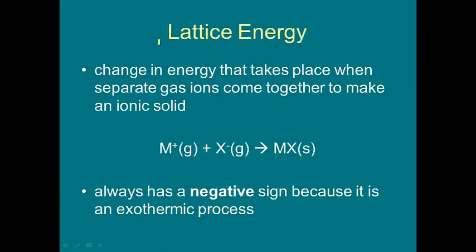Okay, formation of a binary compound. We need to look at kind of the energy. Now, we talked about lattice energy last year. We defined it. Formal fancy definitions, the change in energy that takes place when separate gaseous ions come together to form an ionic solid. It always has a negative sign because it's an exothermic process. All right, and again, when they bond, they have lower potential energy. Okay, and that's a rationale of what we're trying to look at.